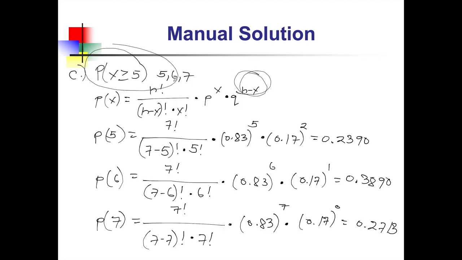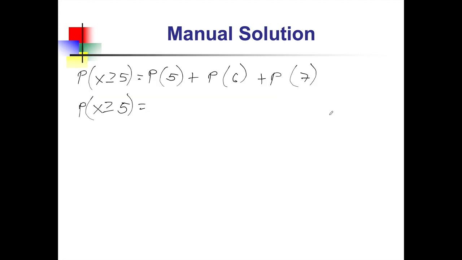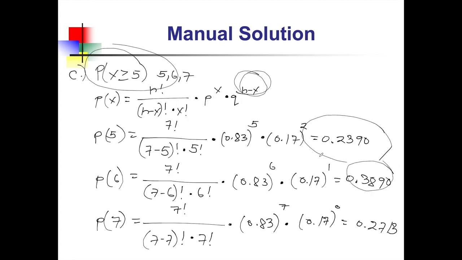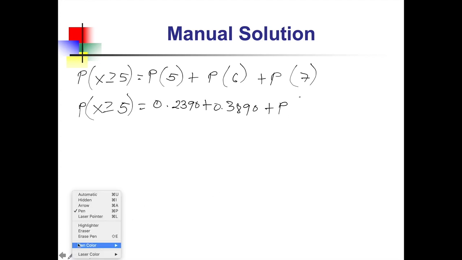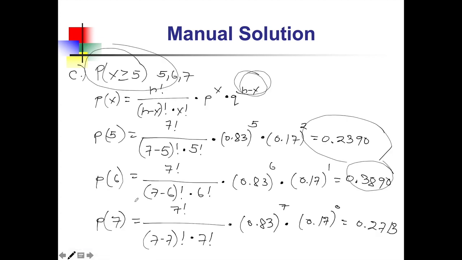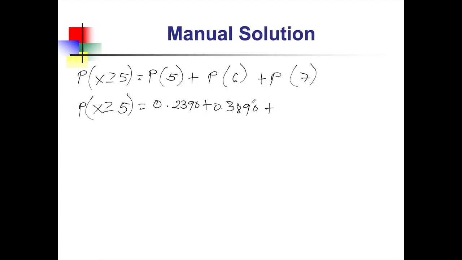So, next natin, probability of x greater than or equals to 5. Answer dito sa P of 5, 0.2390 plus P of 6, that is 0.3890 plus P of 7. Sinulat ko na naman. Erase ko ulit. Okay. P of 7, which is, balikan natin, ayun, 0.2713.